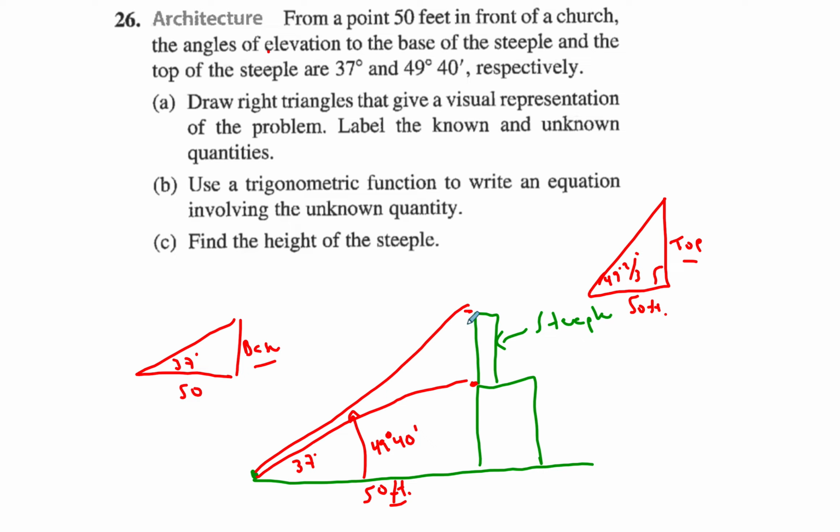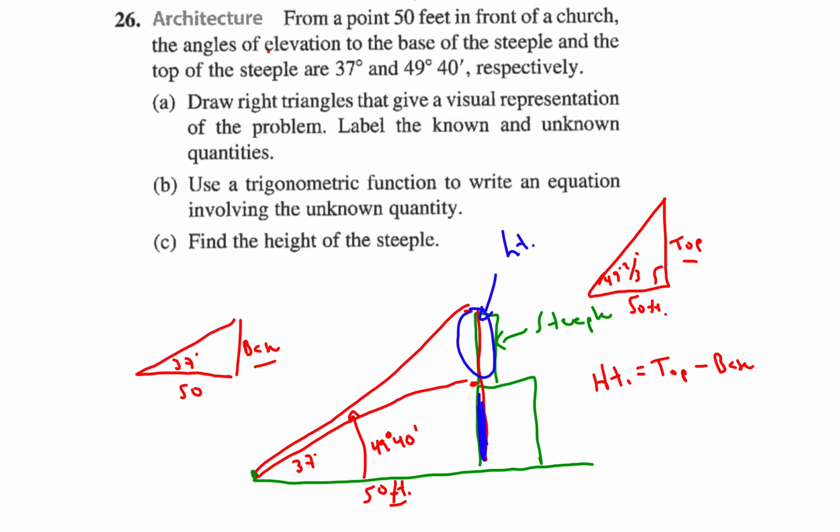Now the actual height of the steeple would be equal to the top of the steeple minus the base of the steeple as labeled. That is, I know this total height here, and if I cut away this height here, I'm left with the height of the steeple, right? Which is why I figure out the top, I figure out the base, and I subtract them, okay?